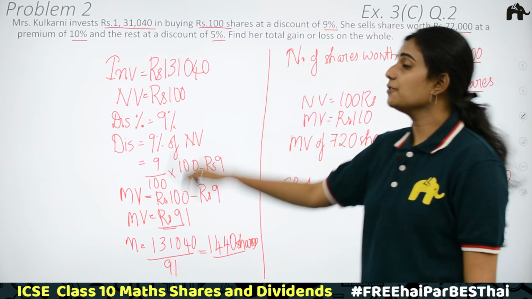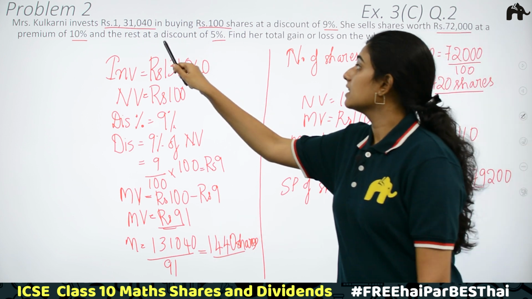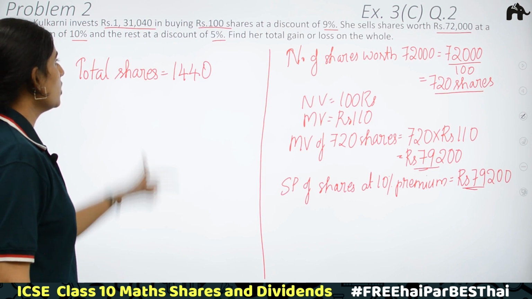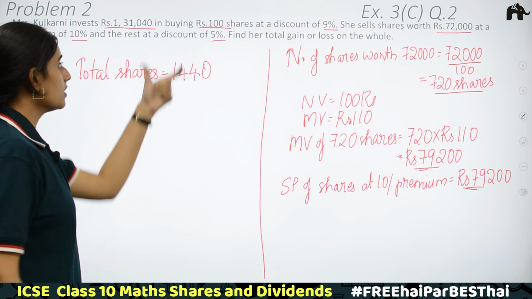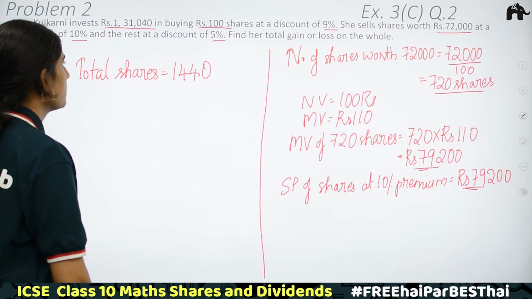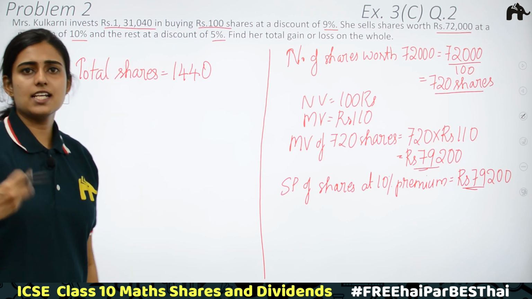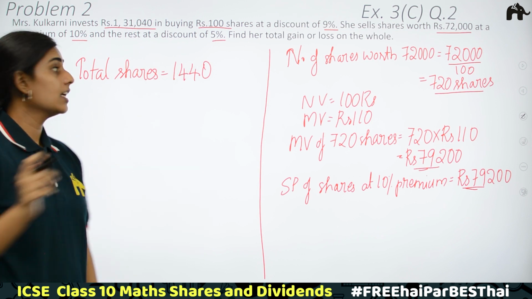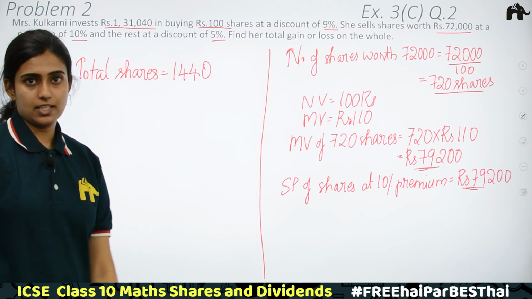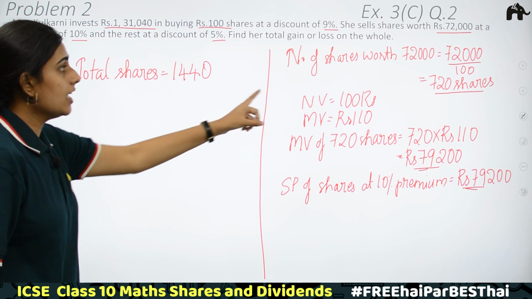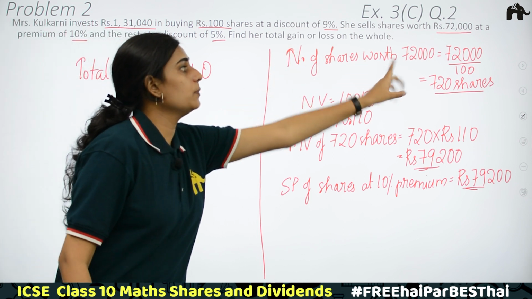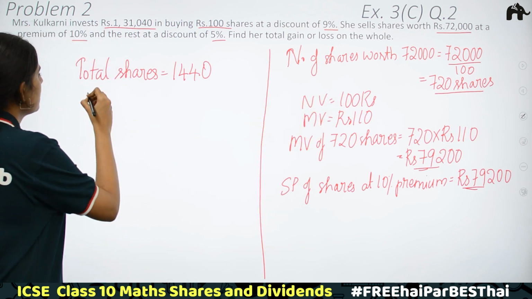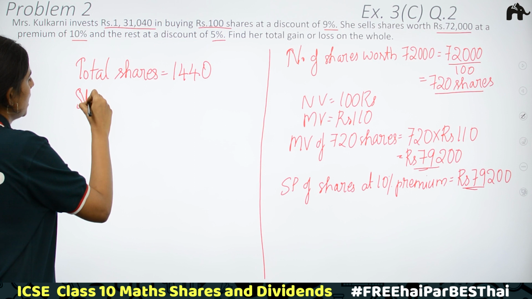Next, we have to find for the rest, which is at a discount of 5%. Here, how do you find the rest number of shares? We have a total number of shares, 1440. We calculated that the number of shares worth rupees 72,000 is 720 shares.